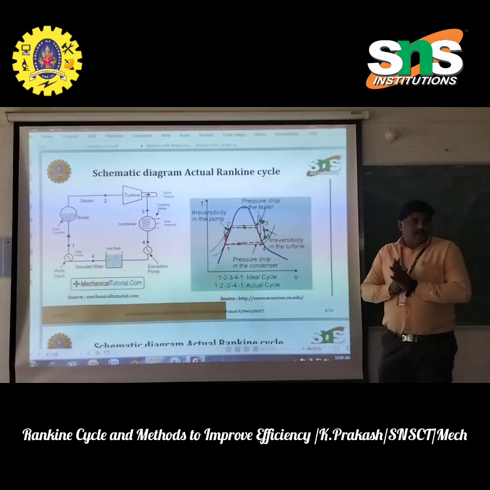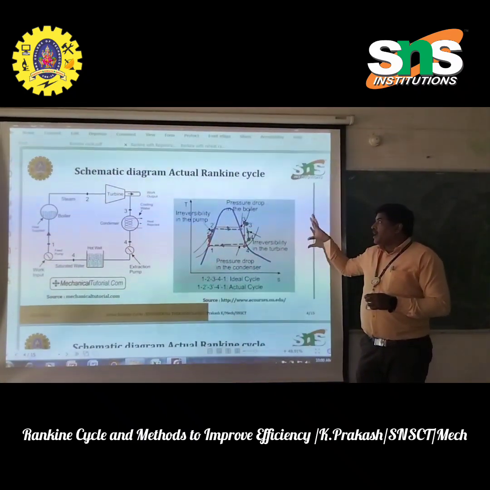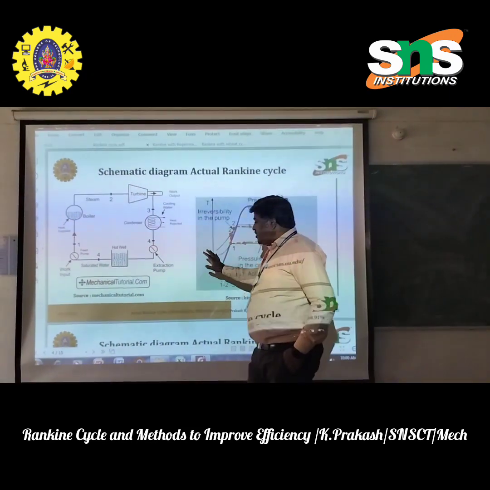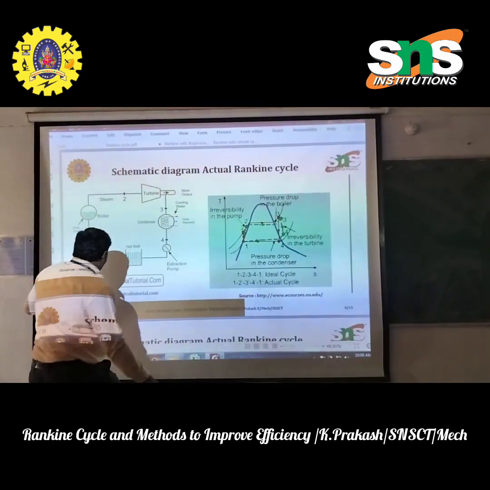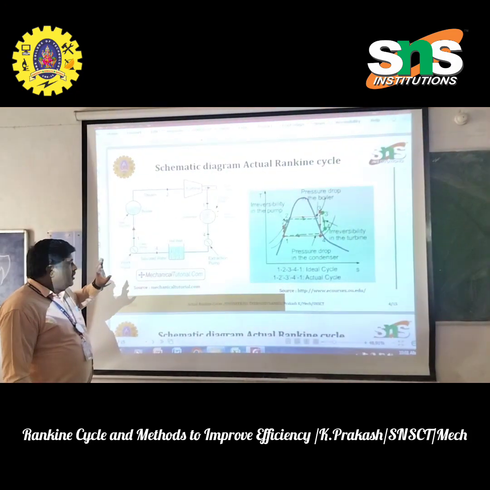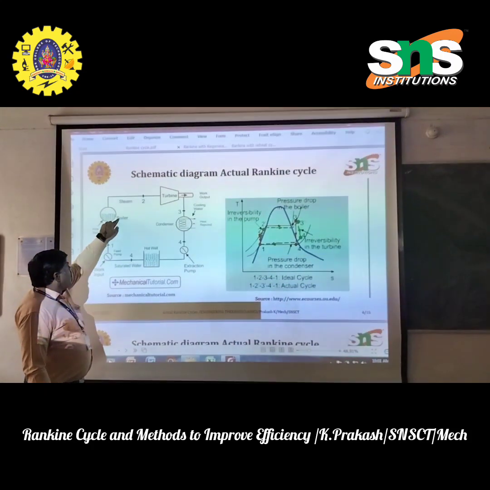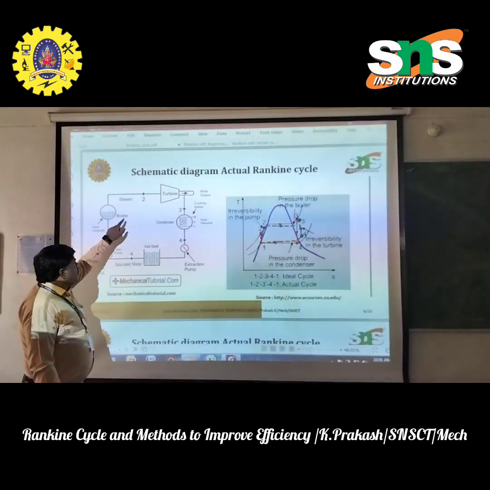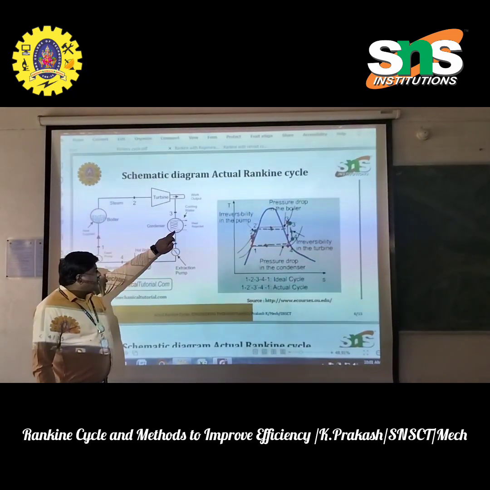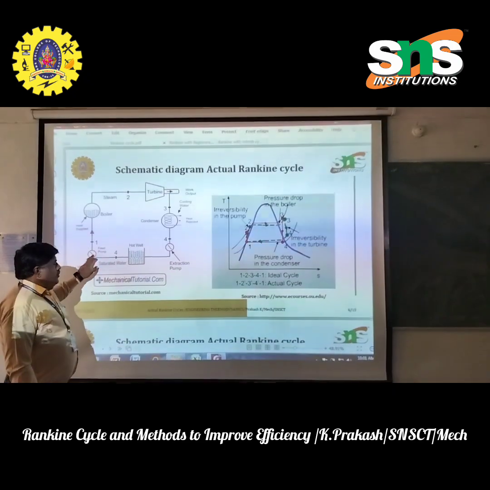Now coming to the cycle. This is the schematic diagram of the actual Rankine cycle. Let us discuss what the components in this Rankine cycle are. So this is the layout. Let us see what components are available here. First one is a boiler, and then there is a turbine, and then here there is a condenser, here there is a pump, there is a hot well, and there is a feed pump.